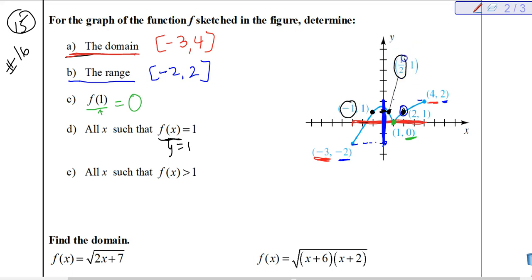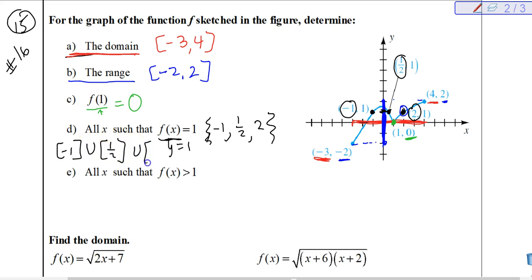-1, 1/2, and 2. So my answer here would be -1, 1/2, and 2. And you could just put that in set notation if you wanted to. If we were writing it in interval notation, we'd just put closed circles. We could also write it -1, union, 1/2, union, 2. But when it's just a small set of values, it's okay to just put it in set notation. Just put it in a set.